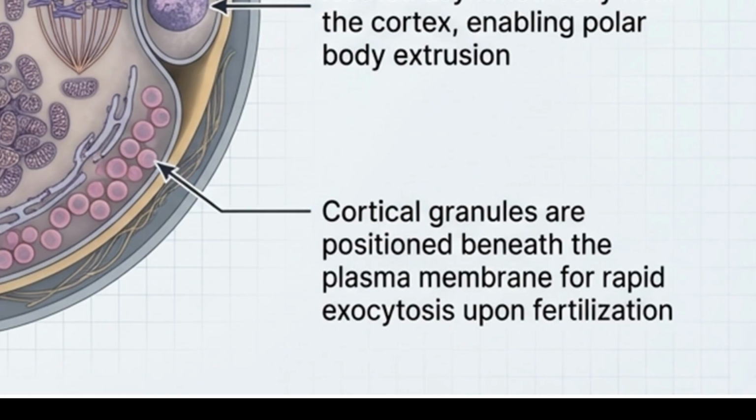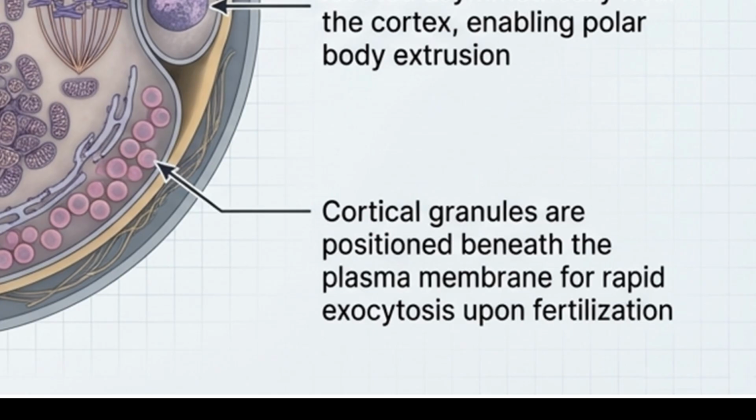Cortical granules are secretory vesicles positioned beneath the plasma membrane in a precisely organized layer. Upon sperm entry, they undergo exocytosis in a calcium-dependent wave, releasing their enzymatic contents into the perivitelline space. These enzymes modify the zona pellucida, the extracellular matrix surrounding the oocyte, cross-linking its proteins to create a hardened, impenetrable barrier to additional sperm. This is the zona reaction, the primary biochemical mechanism of the block to polyspermy.